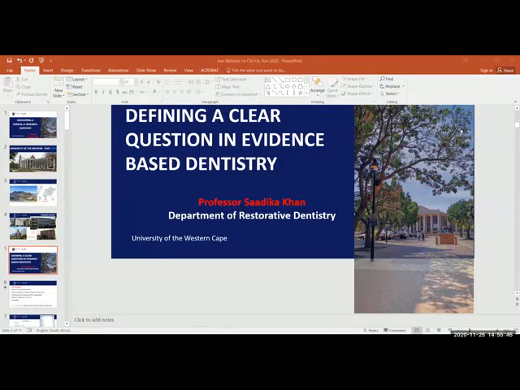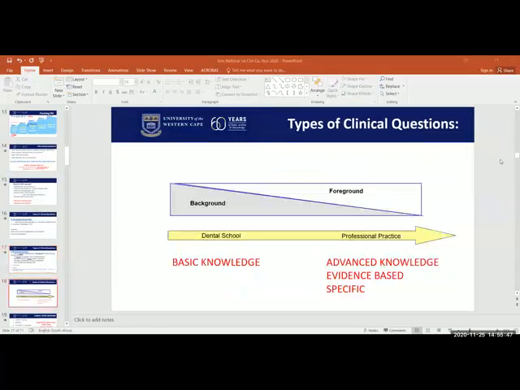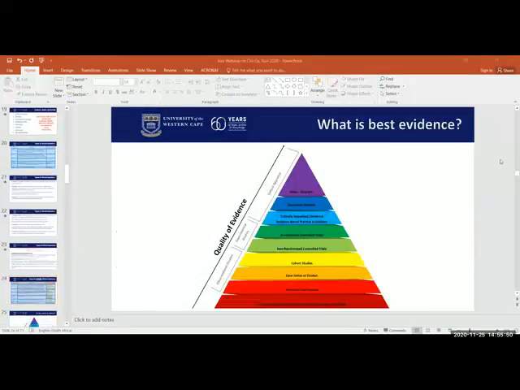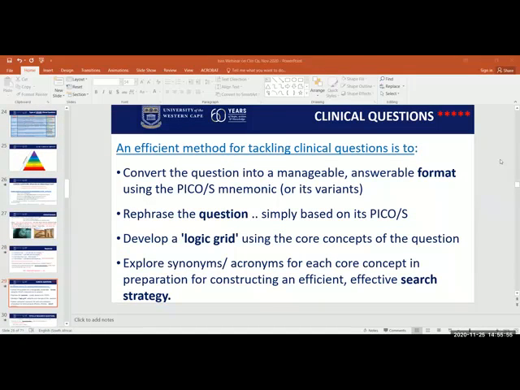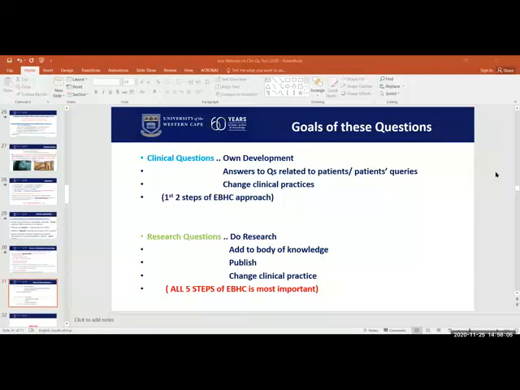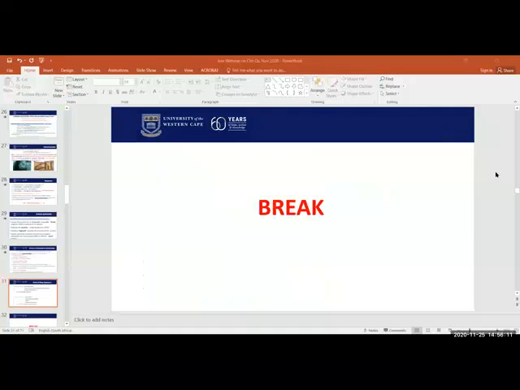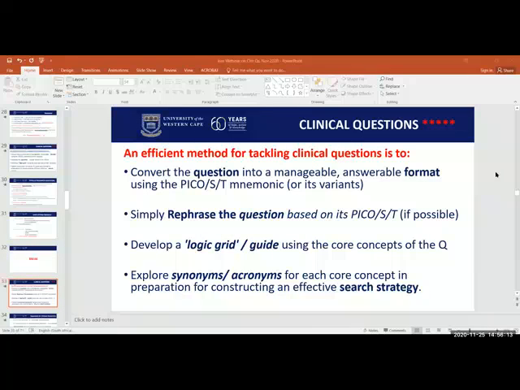Where did we jump? Okay, let me go back to where we stopped. We said we are going to find a way to tackle clinical questions and convert them into a manageable, answerable format. I spoke about two different types of questions: clinical questions and research questions. So let's pick up where we left off.